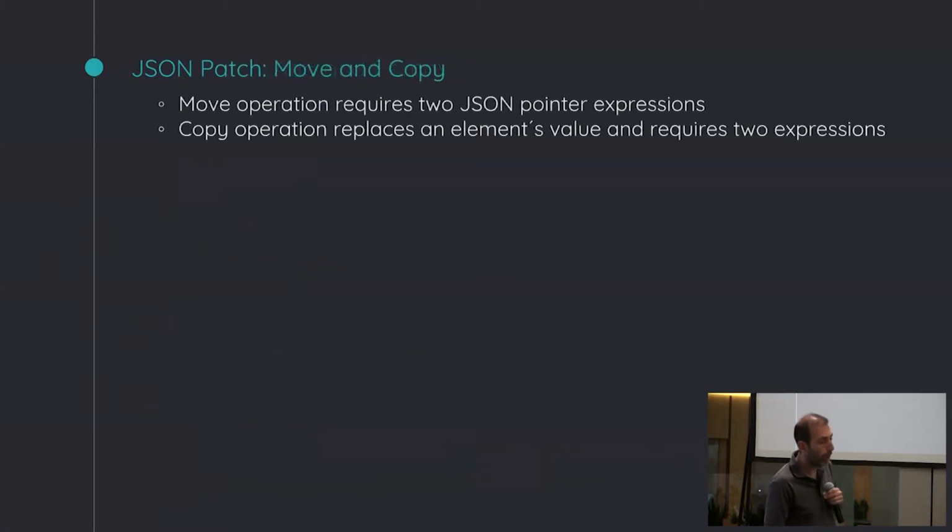Move and copy. The move operation requires two JSON pointer expressions, and basically it moves one element to the new location. The target location must already exist and follows the same logic as the add operation, in the sense that it displaces the element at the specified location with the element to move. All elements are effectively shifted one position.